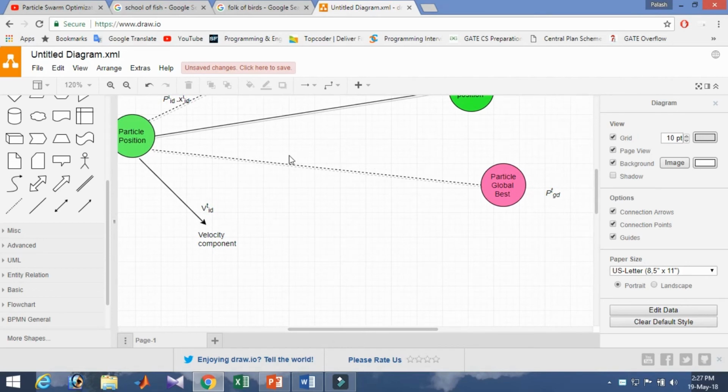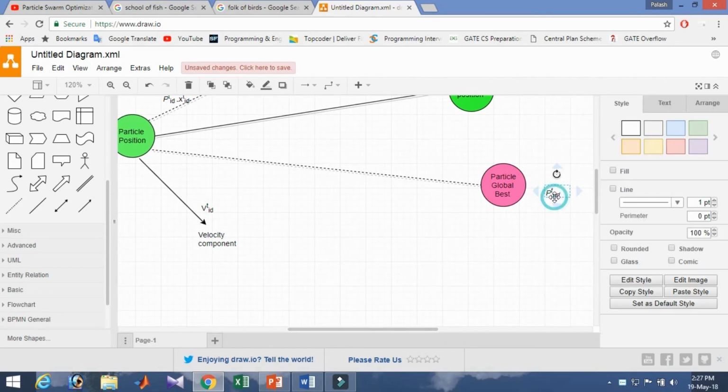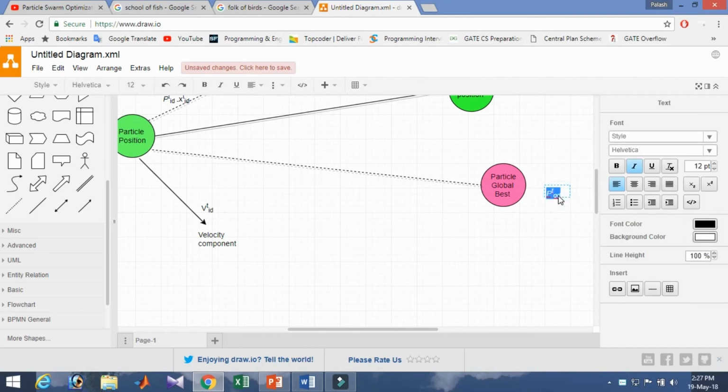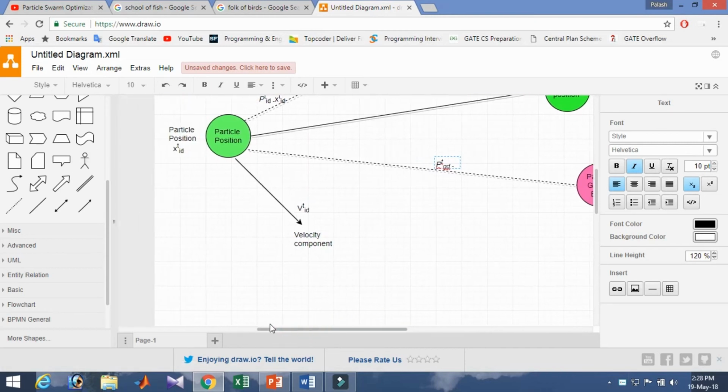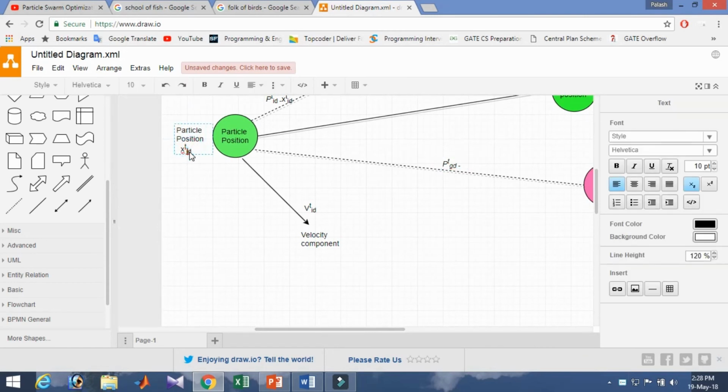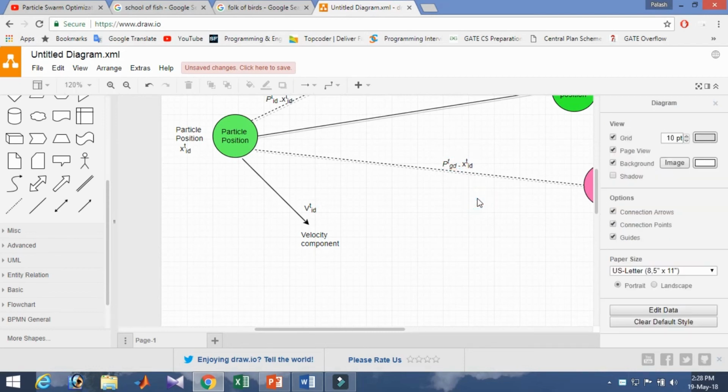So what will be the equation for the particle global best? It will be the position of the same, and minus its initial position, in this position. Okay, this position is a comparative.